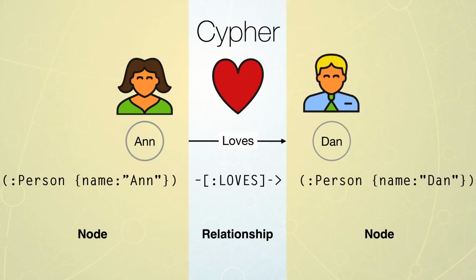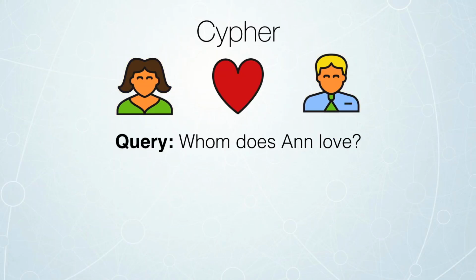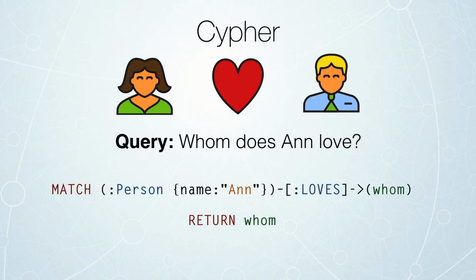So if you're trying to then query this, and you want to write a query that's something like, whom does Anne love? You would do this. Match a person whose name is Anne, loves whom, and then return whom. It's a very simple representation of this relationship.